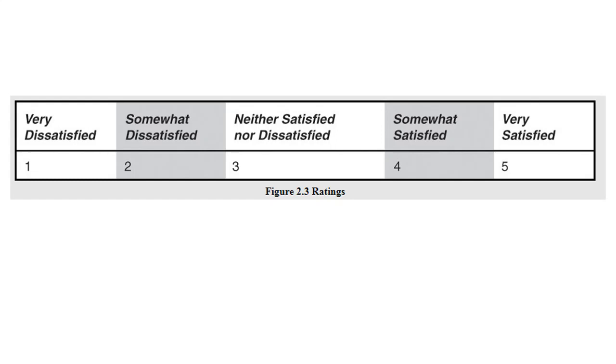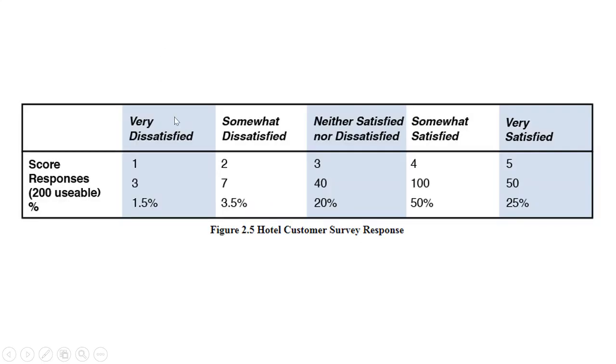Once purchases have been made, you can also ask customers questions about their attitudes, again using a survey. On a scale of 1 to 5, how satisfied are you with the service you received? They can answer with just those 5 options: 1, 2, 3, 4, and 5. Here are some sample responses from a hotel survey. 3 people gave a 1, 7 people gave a 2, 40 people gave a 3, and so on. It gives you some good information to gauge how you're doing.